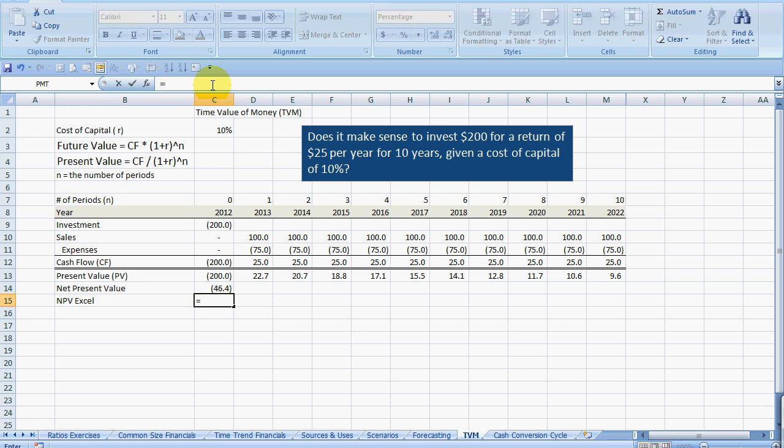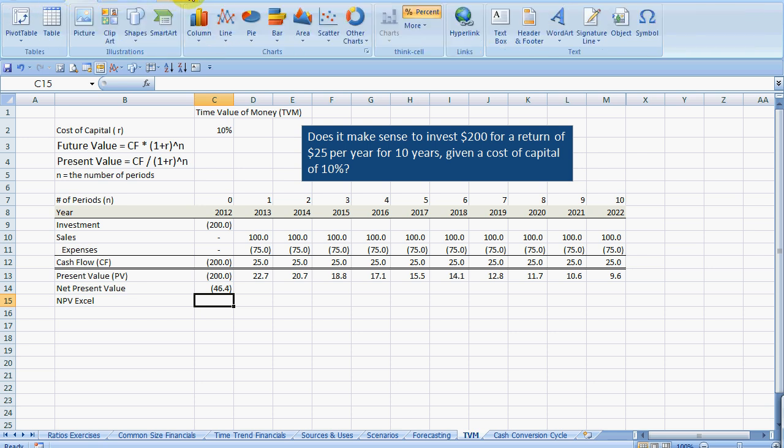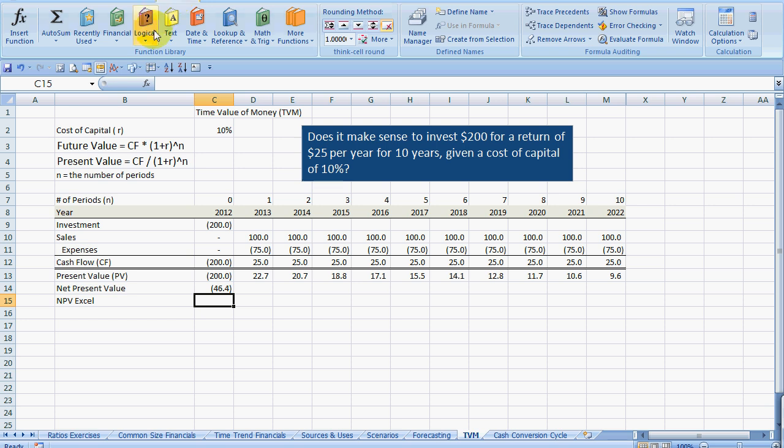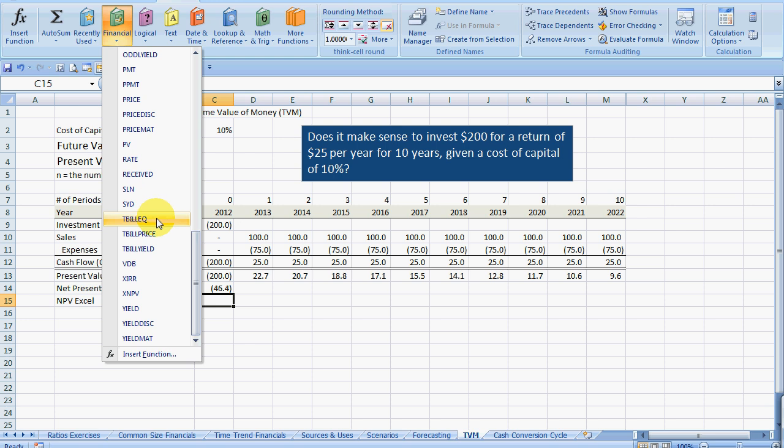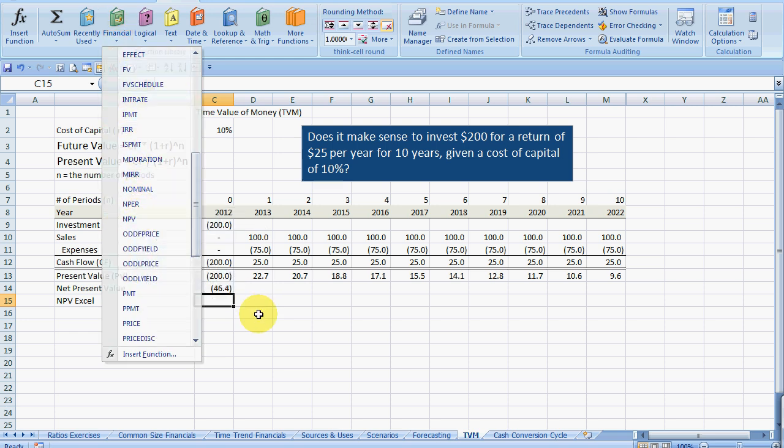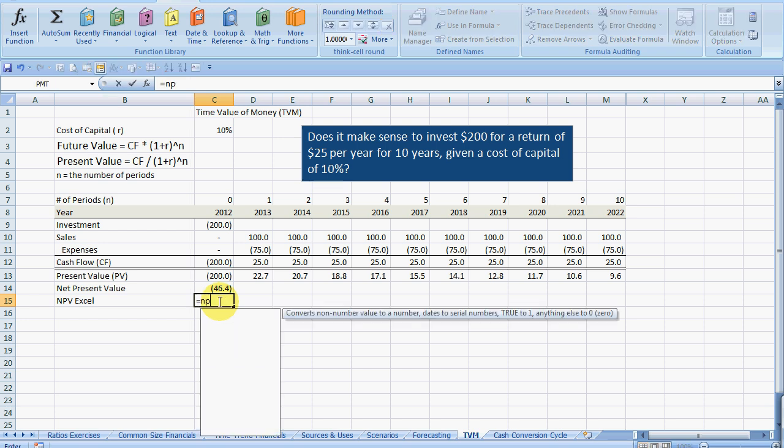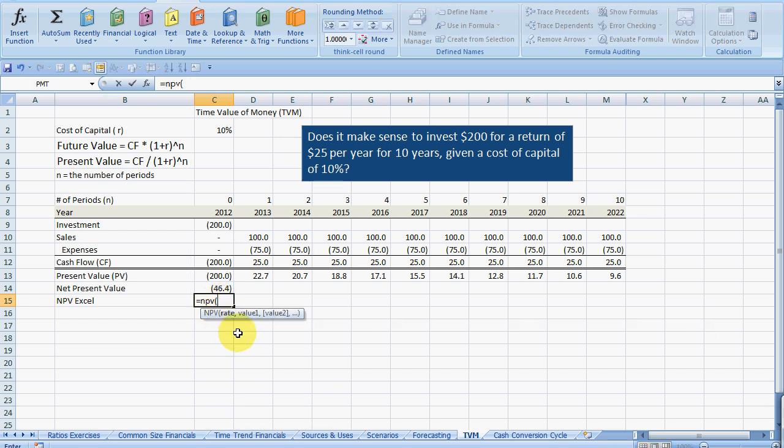Now, Excel gives you a formula that you can use. You can either start typing it in if you know it, or you can go to formulas. Then you click on financial, and you can go down through here and look at all the different financial formulas that you can use. The one we would be using is net present value, NPV. So I type in NPV, and it starts asking me what values I want to put in. So the rate is 10%.